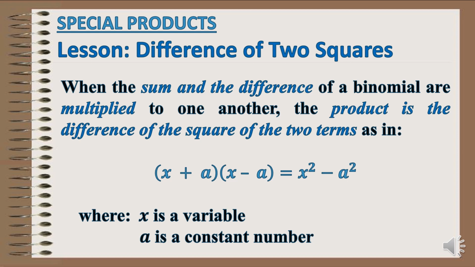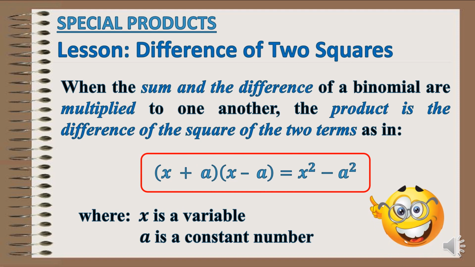And now, let us first define what we mean by difference of two squares. When the sum and the difference of a binomial are multiplied to one another, the product is the difference of the square of the two terms, as in, the quantity of x plus a times the quantity of x minus a is equal to x squared minus a squared, where x is a variable and a is a constant number.